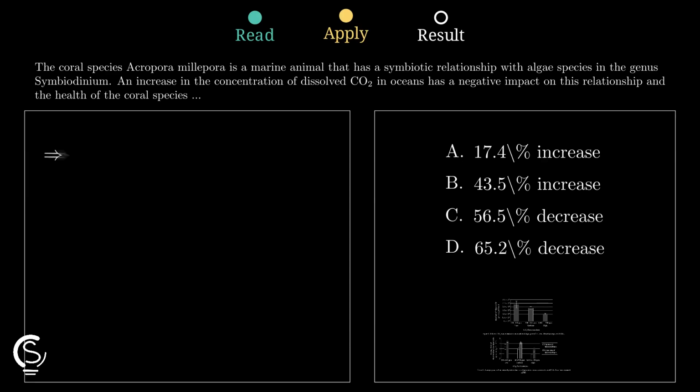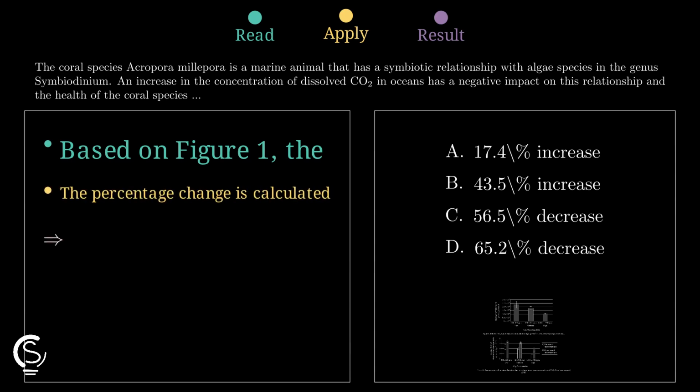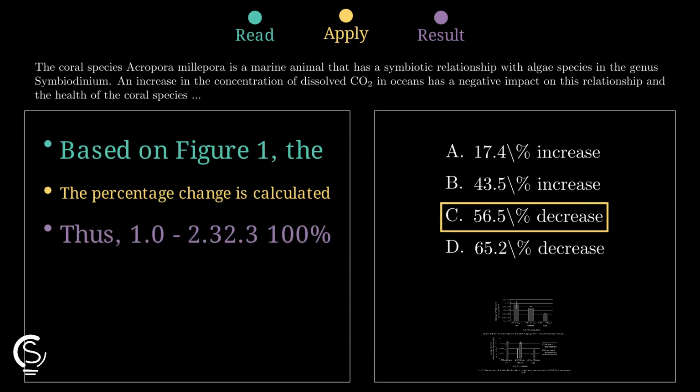Now compute percent change using change divided by original. 1.0 minus 2.3 gives negative 1.3, and negative 1.3 divided by 2.3 is about negative 0.565, or negative 56.5%. That negative sign matters because the algae count went down, not up. So the best match is a 56.5% decrease, which is option C.